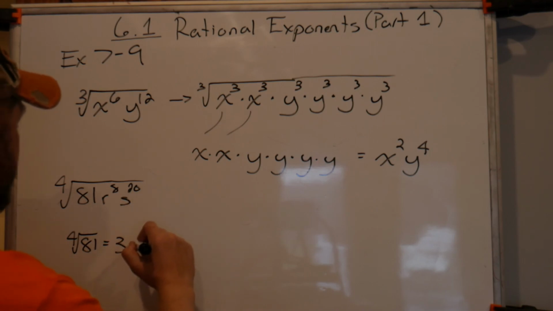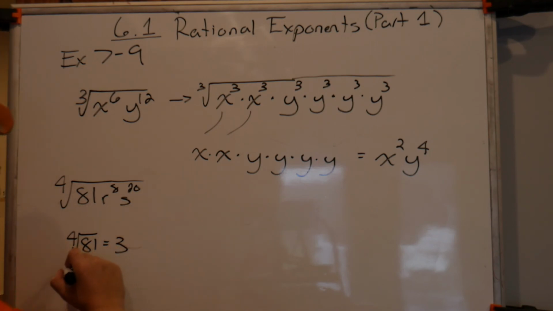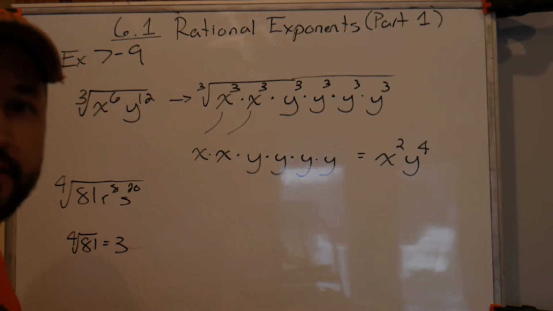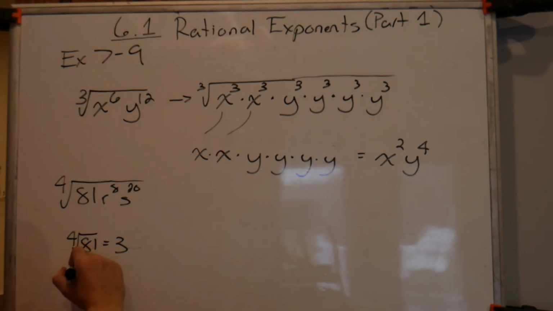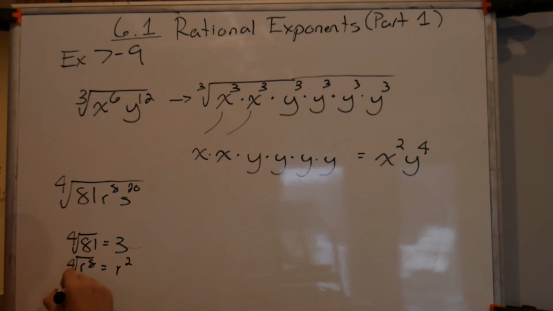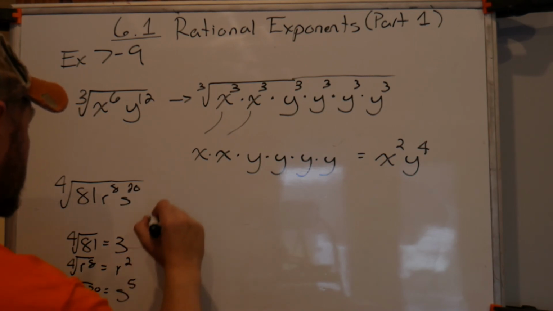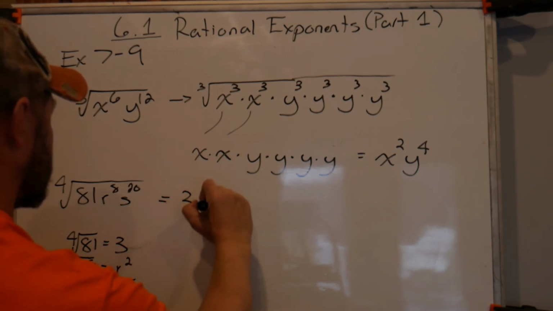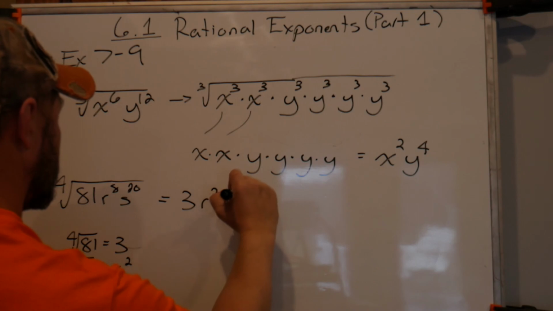And then I take my, it's all going to fit on the screen. I take my 4th root of r^8, and I can say 8 divided by 4 is 2. And then I take my 4th root of s^20. 20 divided by 4 is 5. So my answer to this is 3r squared s to the 5th.